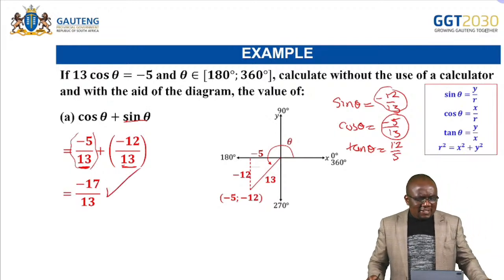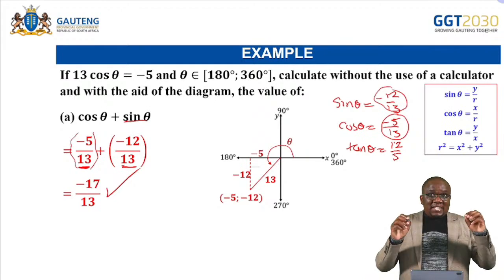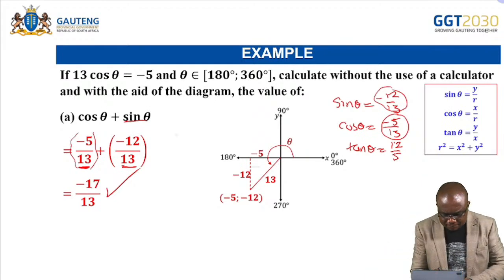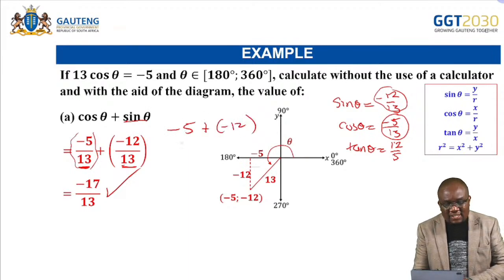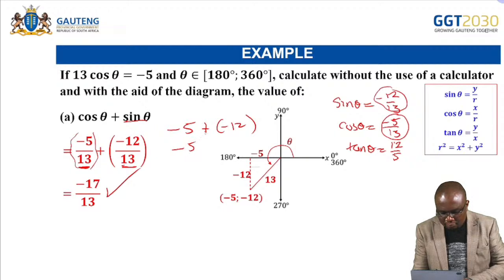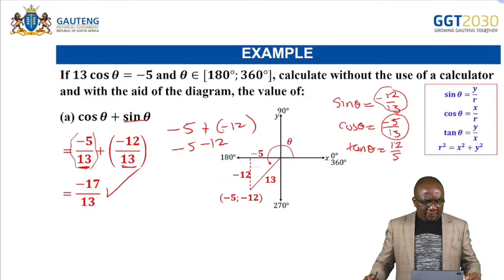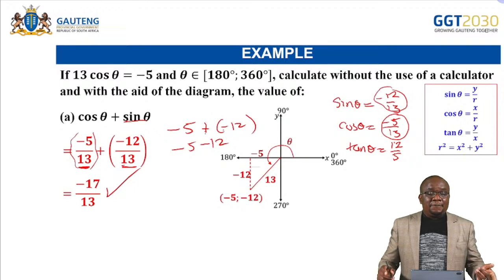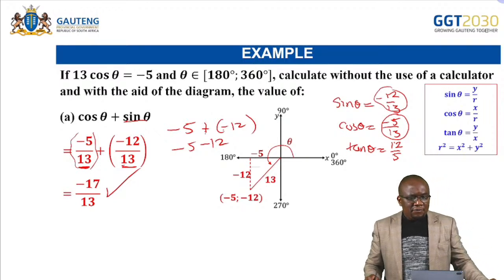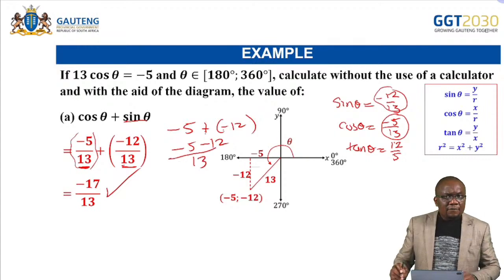How did I get negative 17 over 13? The numerator is negative 5 plus negative 12. Just the same thing as negative 5, because positive and negative would give us negative 12. We are subtracting here, negative 5, negative 12, sorry. We add 5 plus 12 and maintain the sign. So it's negative 17 there. I just wrote the numerator part, but this is over 13. Okay, right.